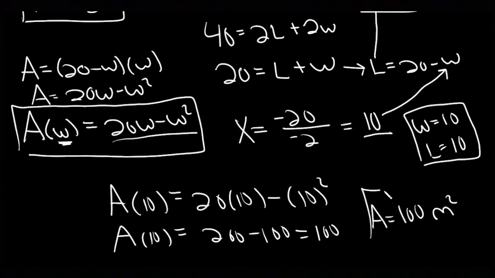So my area here is going to be 100, and this will be meters squared. That will be the maximum allowable area, right? And again, these are dimensions here, so we should put the units. These are meters, right? And there we go.